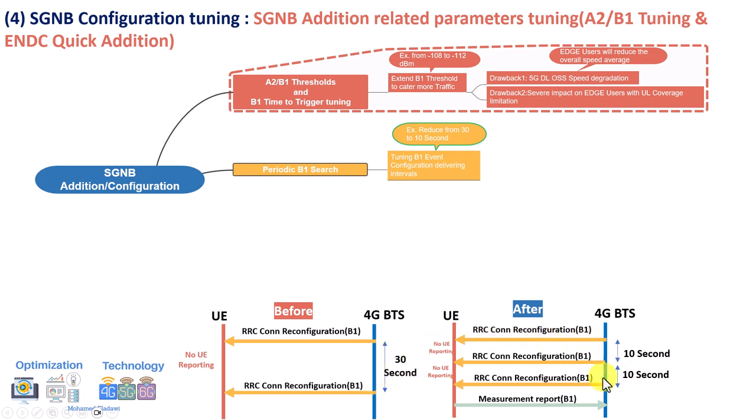And here is a scenario where you increased it, for example, to 30 seconds. So here, instead of the user taking 30 seconds to add, the configuration is also delivered a second time, and after the second delivery, around 20 seconds, he was able to report the B1 measurement, the B1 report. So the 4G will start adding the 5G side.